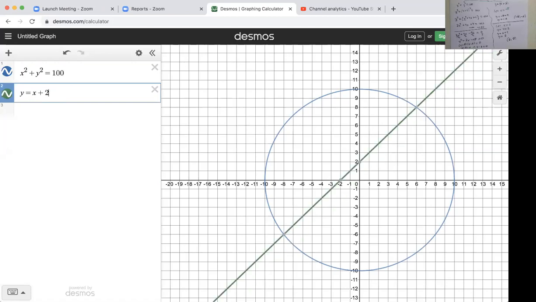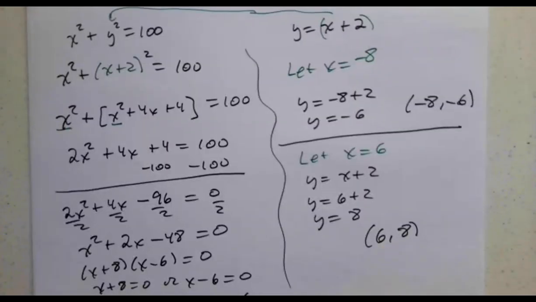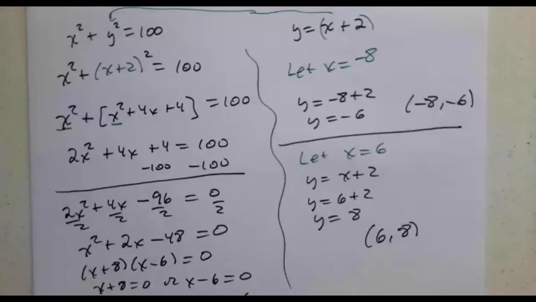And do I have 2 points of intersection? I have a point here, which the computer is telling me is 6, 8, which you'll notice I had here, 6, 8. And the other point of intersection that Desmos is giving me is down here, which is -8, -6. Again, you will notice that here is -8, -6.